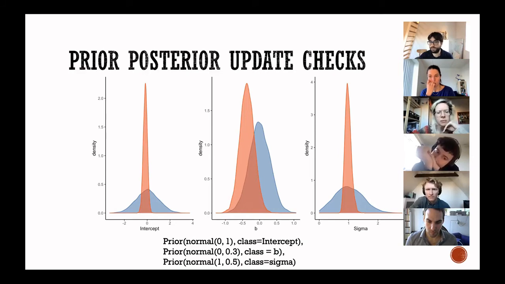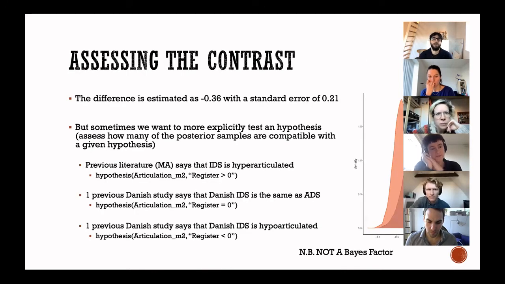Again, we might wonder, how far would it go if we were to relax the prior? And we're going to check that in a bit. So what we see if we accept these priors is that the difference is estimated as minus 0.36 with a standard error of 0.21, right? So that's a small to medium effect size.